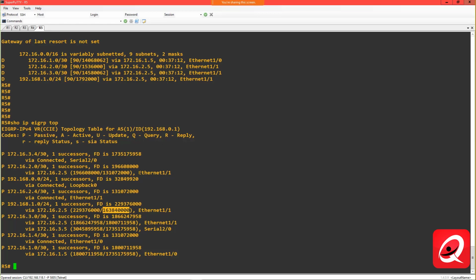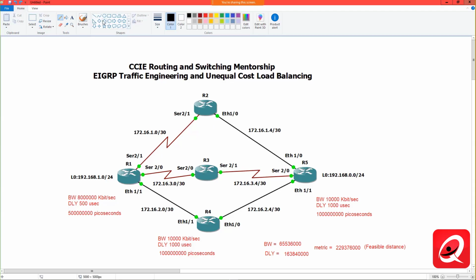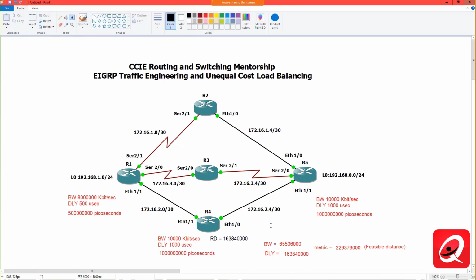So we'll just grab that number from here. It's already highlighted, so I should just be able to put that into the document here. So the reported distance from this particular device is equal to that value there. All right, now you take that reported distance, and I'll just put it right here. You take that reported distance and you add the cost of this particular link here. That's going to get your overall feasible distance.